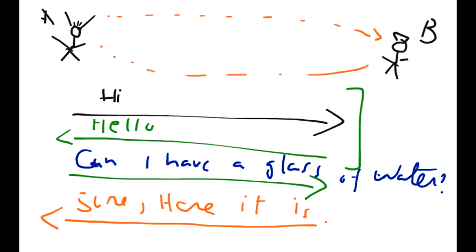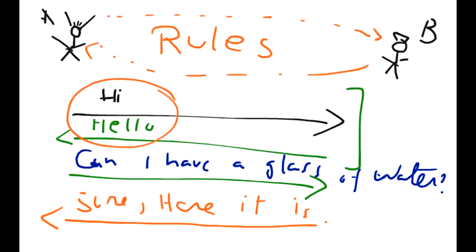Here we have seen that person A and person B have followed some types of rules to communicate with each other. First they shake hands, or they say hi, do you understand me? And person B says hello, yeah, I understand you, because they speak the same language. And then person A asks, can I have this thing? And if person B is able to provide that thing, then he gives that thing to person A.